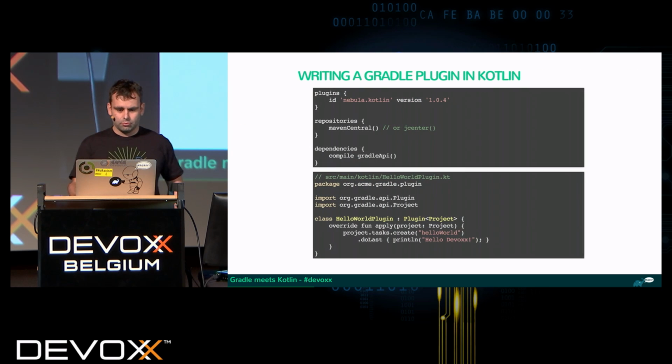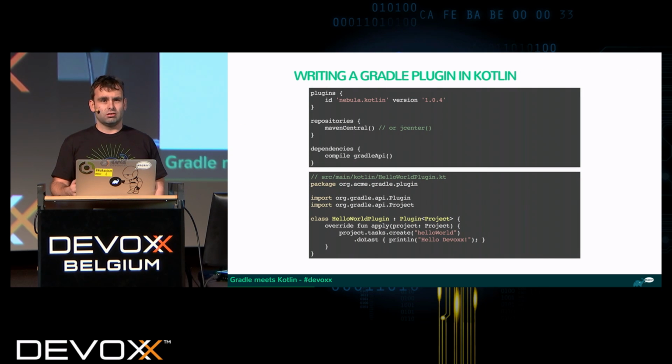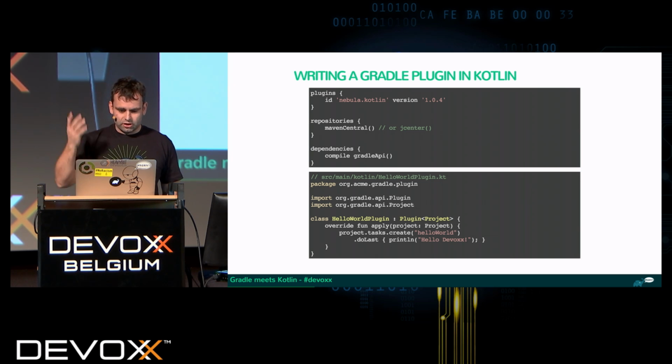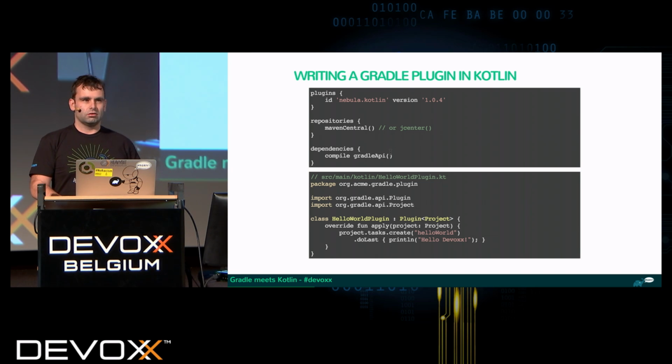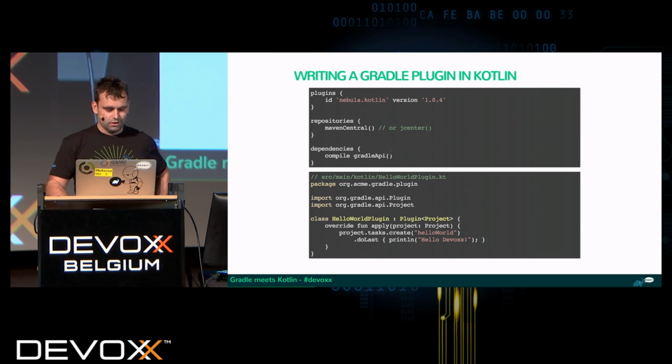Second step. If you want to write a Gradle plugin in Kotlin, that's straightforward too. So we use that Kotlin project I just described with that Nebula plugin, for example. You apply the Gradle API. Who of you has written Gradle plugins before? Yeah, it's fairly simple, right? Compared to other build tool plugins.